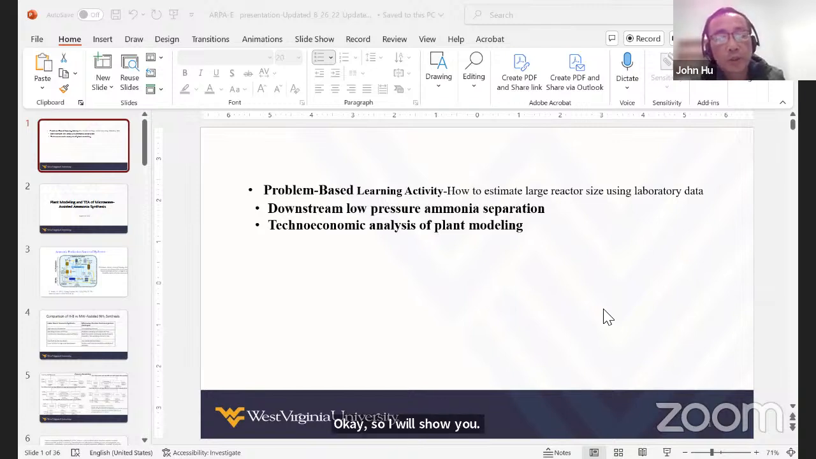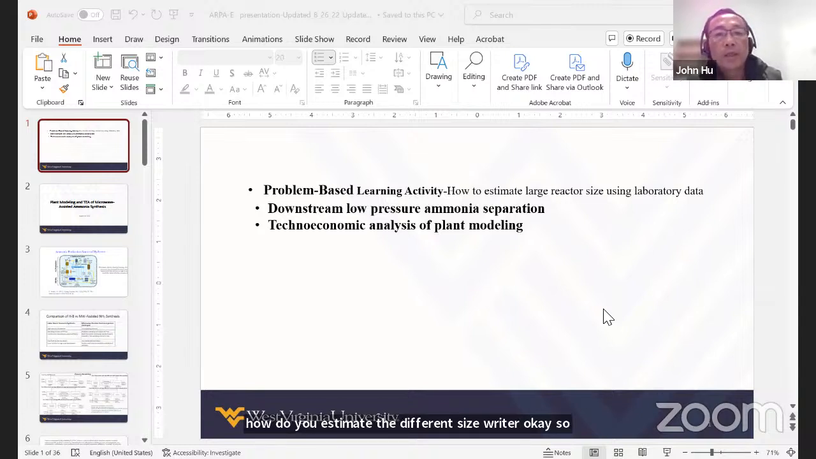Then I'm going to share the screen on the chemical looping. I asked Dr. Anand to send you the paper, and I want the whole class to spend maybe 20 minutes talking about it. It should be easy, and I will point to you which graph in the paper you need to do the calculation. So that's the first session today, the problem-based learning. How do you estimate the different size reactor with limited laboratory data?